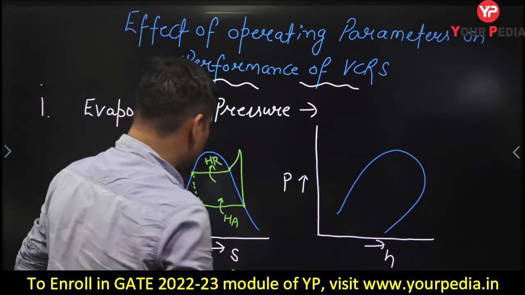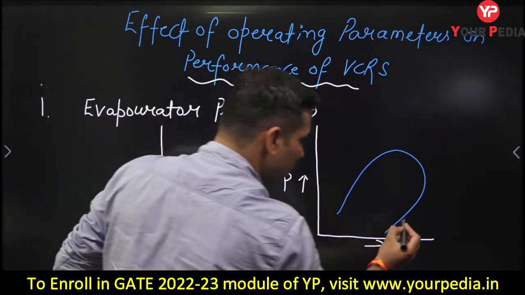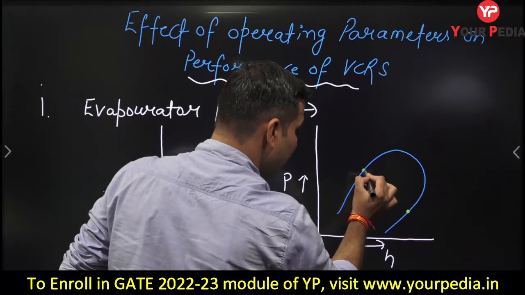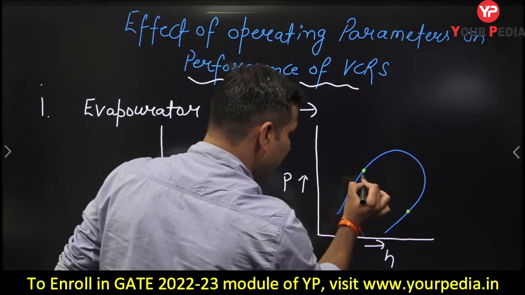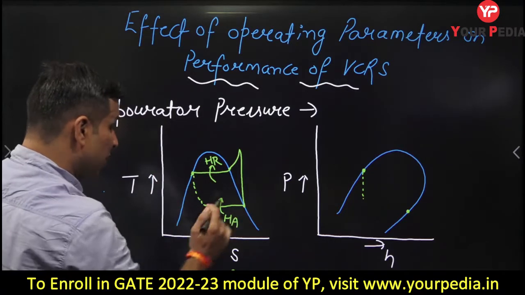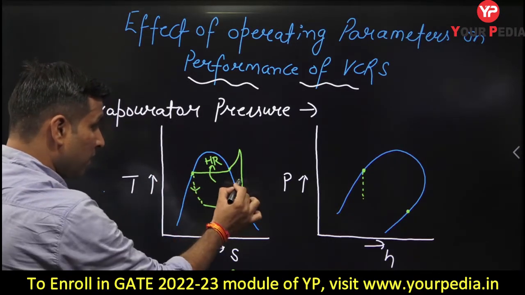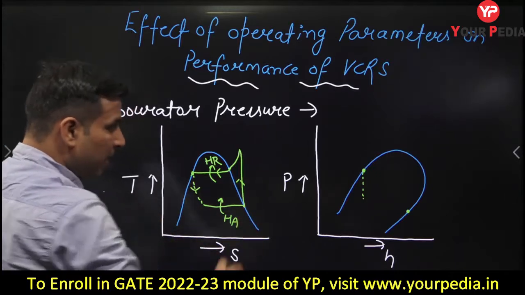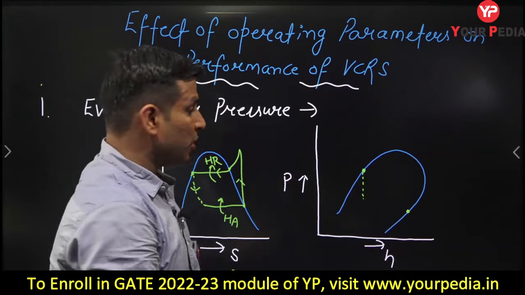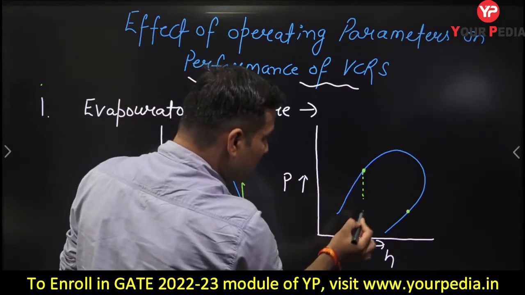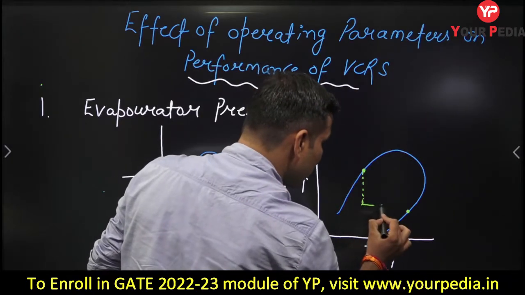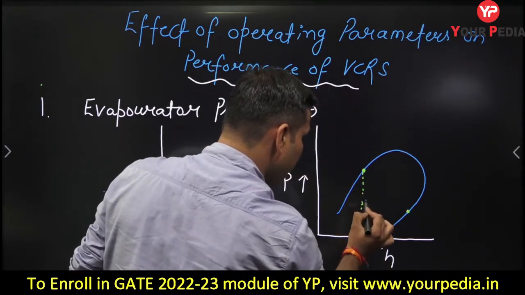On the pH diagram, if I draw the VCRS cycle diagram again, this is the compressor inlet, and this is your condenser exit. This is the isenthalpic line. Here the curve goes something like this, because entropy will increase, as this is a highly irreversible process. This is not isentropic expansion, this is isenthalpic expansion, a throttling process. Here the enthalpy is constant, that's why you need to show a vertical line.